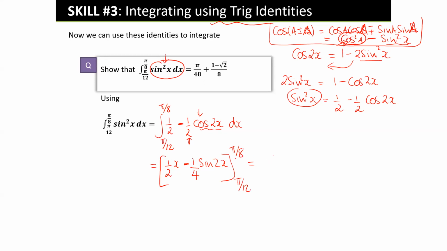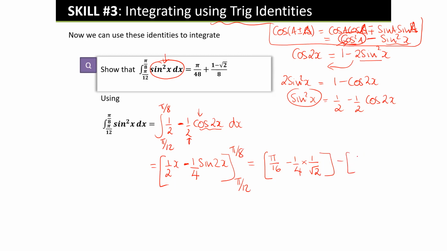Then we need to put in our limits. So pi by 8, half of that is going to be pi by 16 minus a quarter. Now, when we double pi by 8, we're going to get pi by 4, and sine of pi by 4 is the same as sine 45. Your special triangles or on your calculator, it's 1 over root 2. So that's the top limit in.